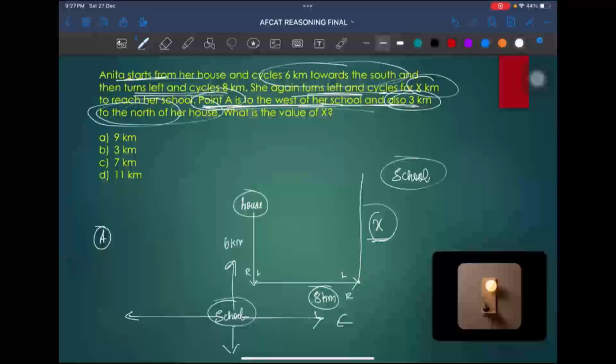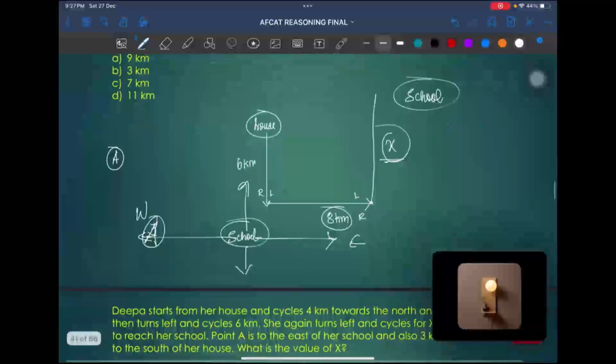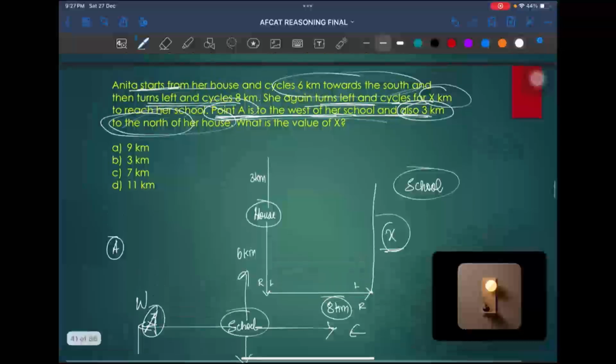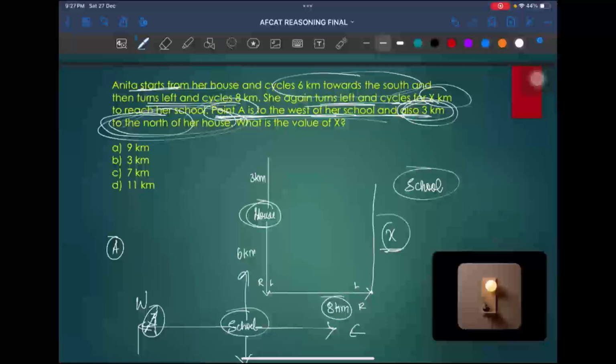So there is a certain point which is called point A, which is west of our school, and it is also 3 kilometers from Anita's house. Where is Anita's house? Anita's house is here. From here, it is 3 kilometers towards north. They have mentioned 3 kilometers to the north of Anita's house. If Anita's house is here, north direction will be towards upside, and it is point A.